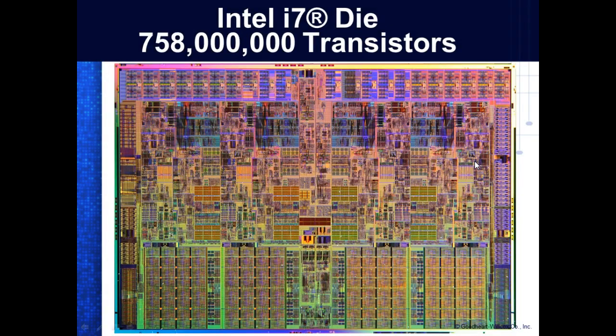So this is actually the die. The die is what they actually use to make the processor. This is an i7 processor. It has approximately 758 million transistors. This is our cache down here. I think this is level 3 cache. This is a quad core processor. So each one of these are cores.